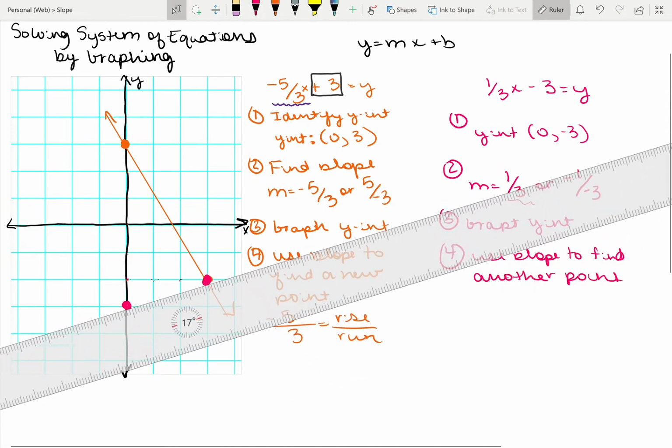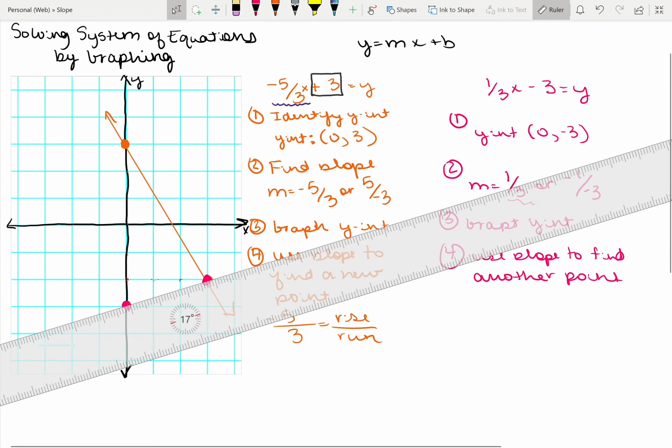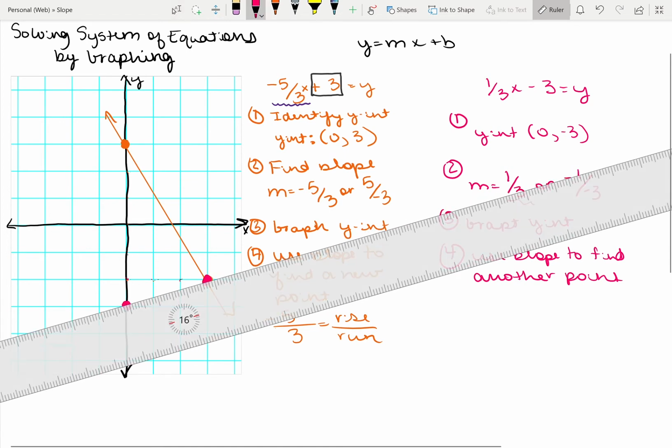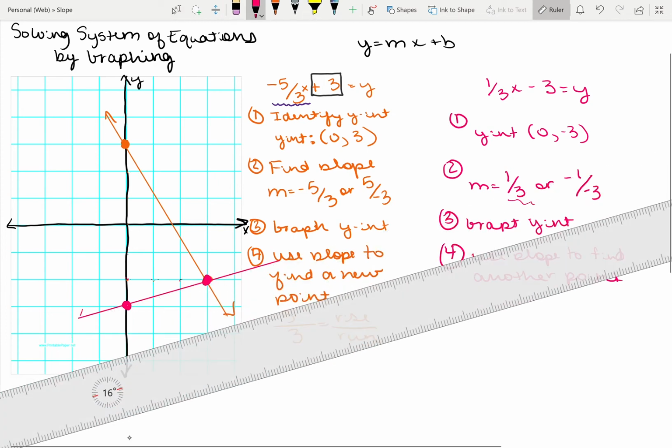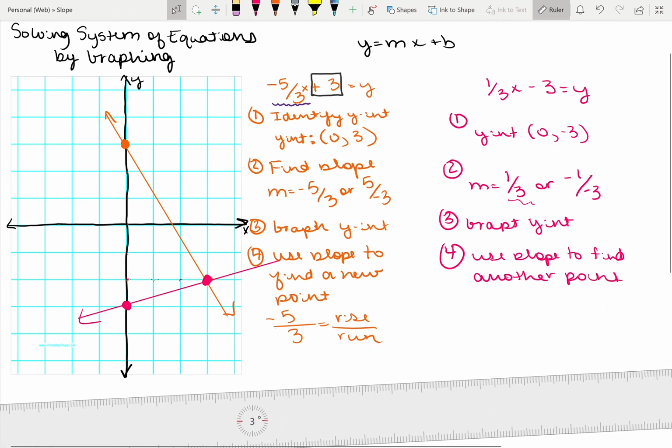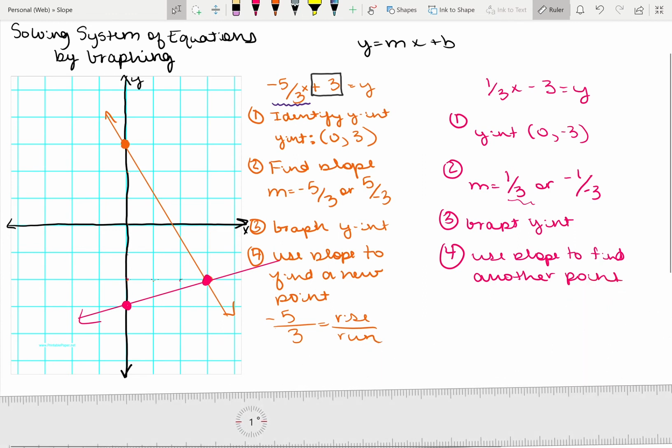So when I draw my line here using my ruler, I find that the point of intersection, or POI, is +3, -2.